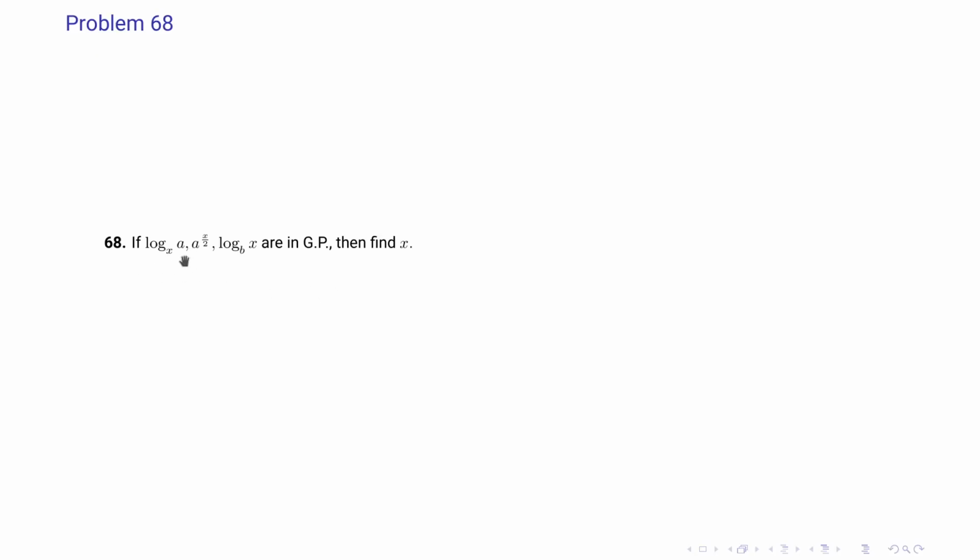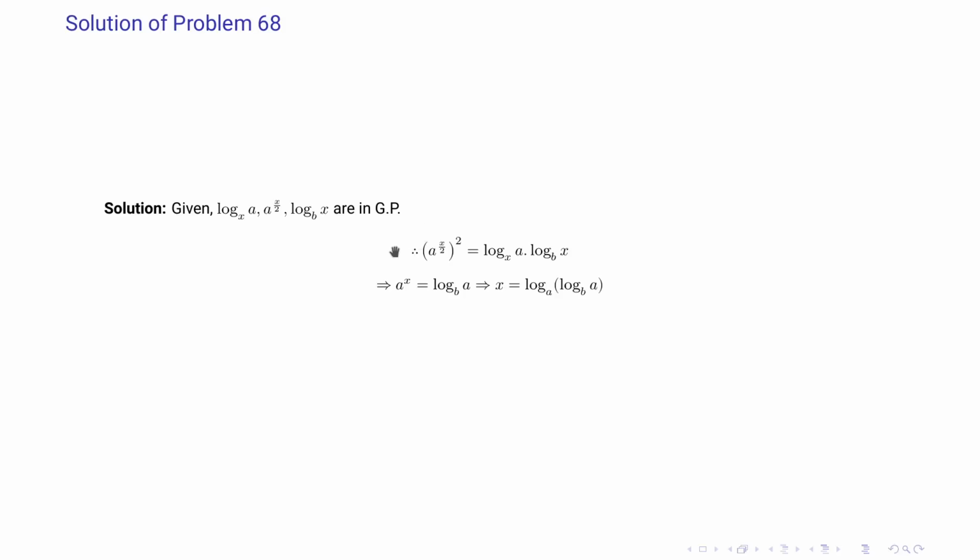If log of a with base x, a to the power x by 2, and log of x with base b are in GP, then find x. Here we take the square of the middle term, that is (a to the power x by 2) whole square is equal to log of a with base x times log of x with base b. So this will imply that the right hand side becomes log a by log x times log x by log b.